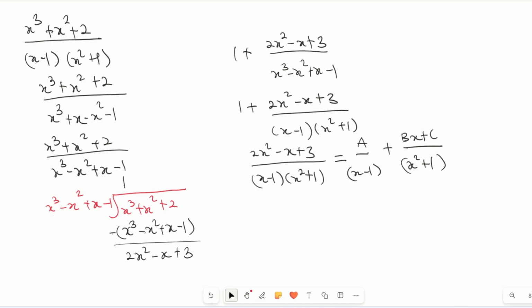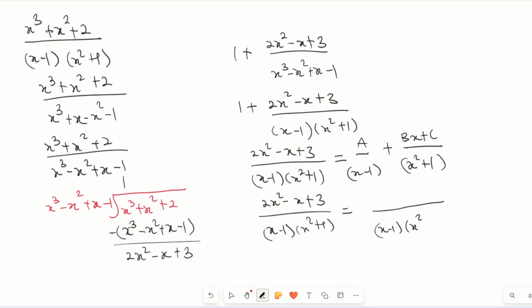we can go to the right hand side and then we will have (2x squared minus x plus 3) all over (x minus 1)(x squared plus 1) is equal to, we can find the LCM here, which is (x minus 1)(x squared plus 1). So when we take the A, we see that x minus 1 will go into x minus 1. We're left with x squared plus 1. So A(x squared plus 1), then plus (Bx plus C). Let's put this into brackets. And then we'll have that multiplied by x minus 1.